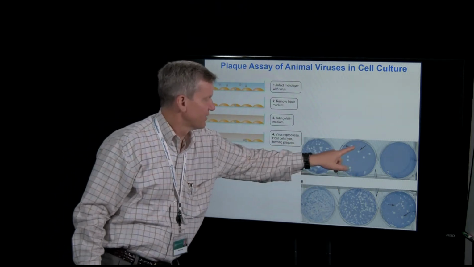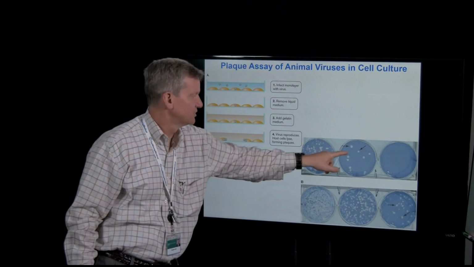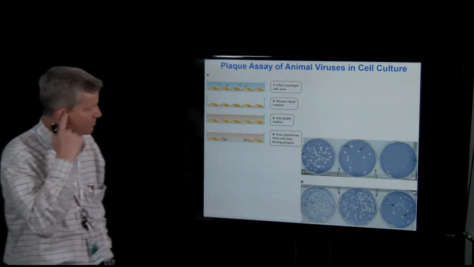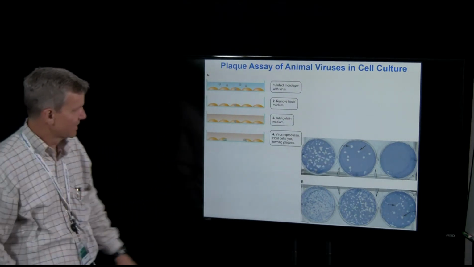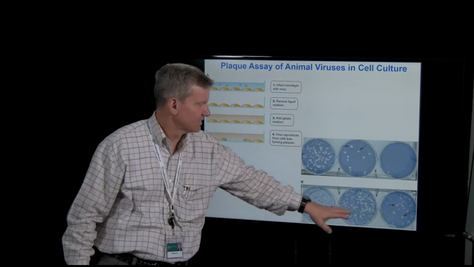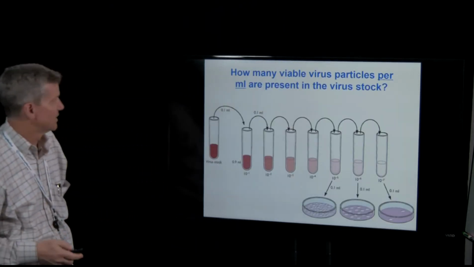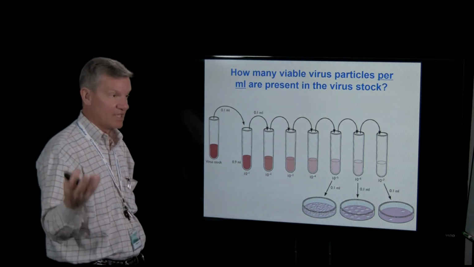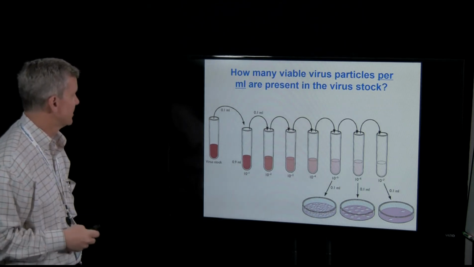In this case, there's lots of virus here, and fewer virus here. This is probably a tenfold dilution, and then another tenfold dilution here where we don't have much virus at all. So we have lots and lots of virus, then less and less. That's the dilution. This is how we make dilutions and how we count viruses. We usually make tenfold dilutions.